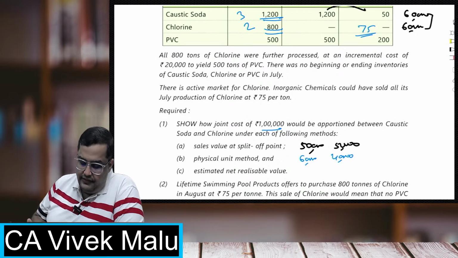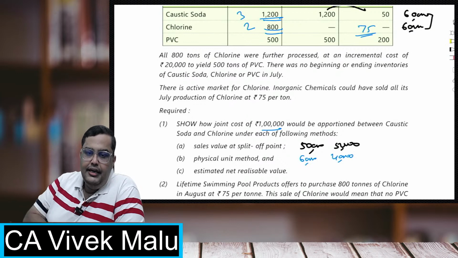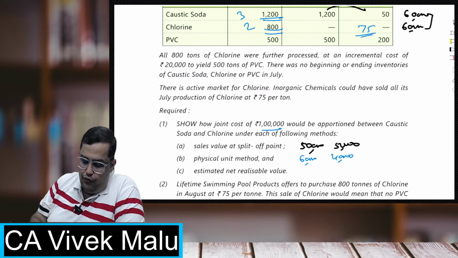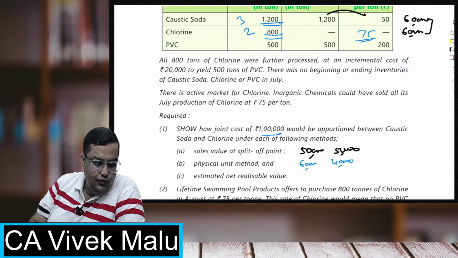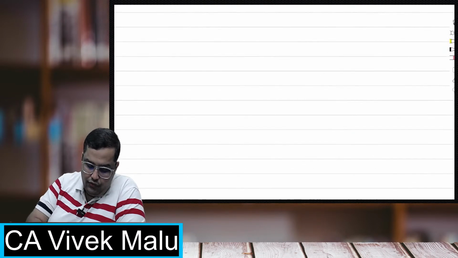The next method is the estimated net realizable value method. Now, what the estimated net realizable value method actually does is it calculates the NRV after the split-off. Okay, I'll solve this one.